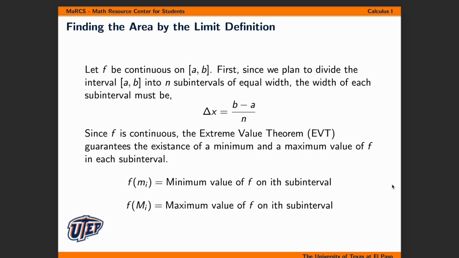So we let f be a continuous function on the closed interval [a, b]. First, since we plan to divide the interval [a, b] into n subintervals of equal width, the width of each subinterval must be, so we let delta x be equal to (b minus a) divided by n. Now, since f is continuous, the extreme value theorem guarantees the existence of a minimum and a maximum value of f in each subinterval. So f of lowercase m_i will be the minimum value of f on the ith subinterval, and f of uppercase M_i will be the maximum value of f on the ith subinterval.